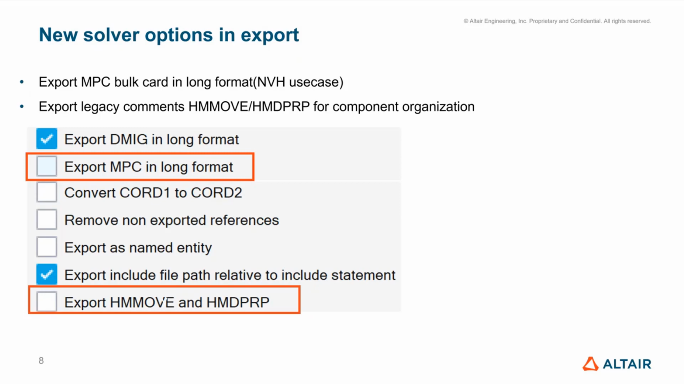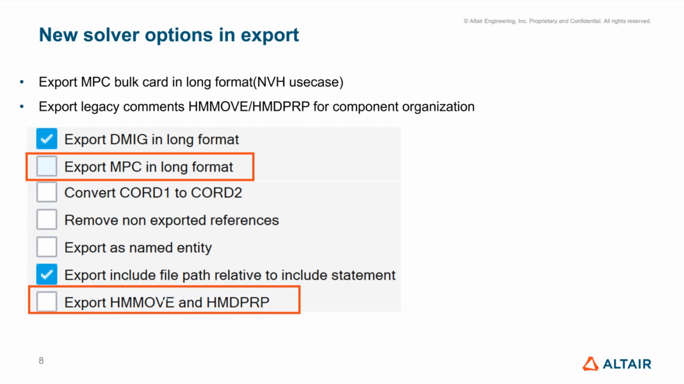So this was causing an issue when a user tries to import a model which has been exported in the later version into the previous version. In this case, the model organization was lost. All the elements and the property information are intact, but the component organization is lost. So we have also implemented on the OptiStruct side to recognize these new HM comments as part of the H3D component organization.